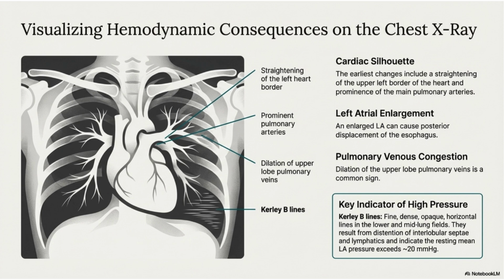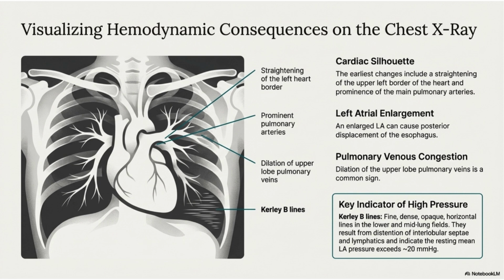Finally, the chest X-ray. It's often an early step, and it can offer some classic visual clues of chronic MS. What should we be looking for? The early changes can be subtle. You might see a straightening of the upper left border of the heart silhouette. More advanced signs include a prominence of the main pulmonary arteries and dilation of the upper lobe pulmonary veins, showing that blood flow is backing up. And critically, the enlarged left atrium can actually push backward on the esophagus.